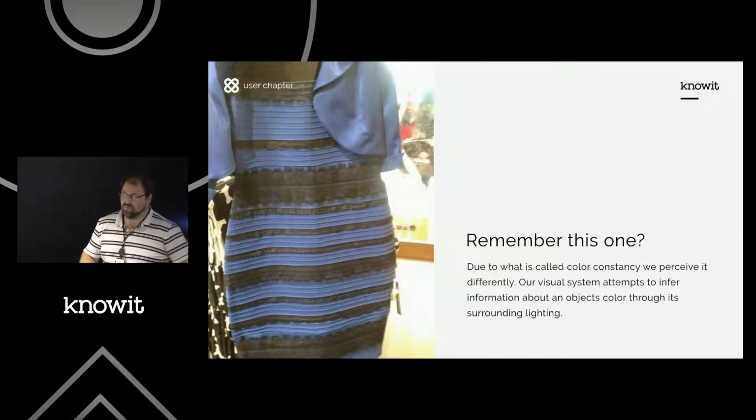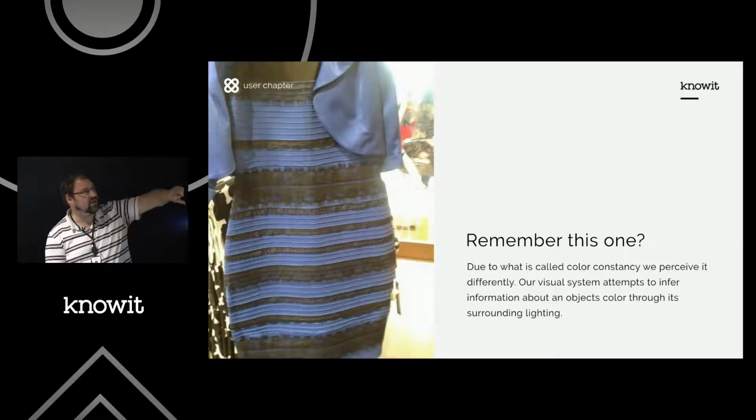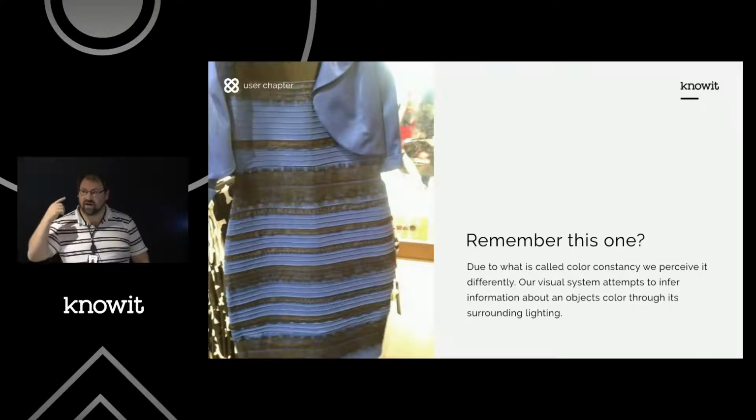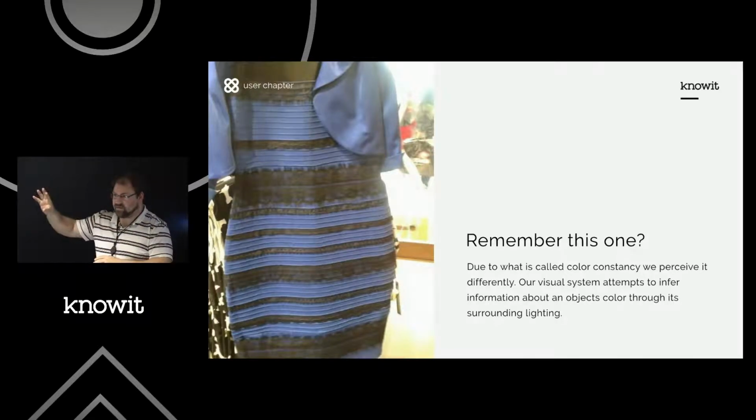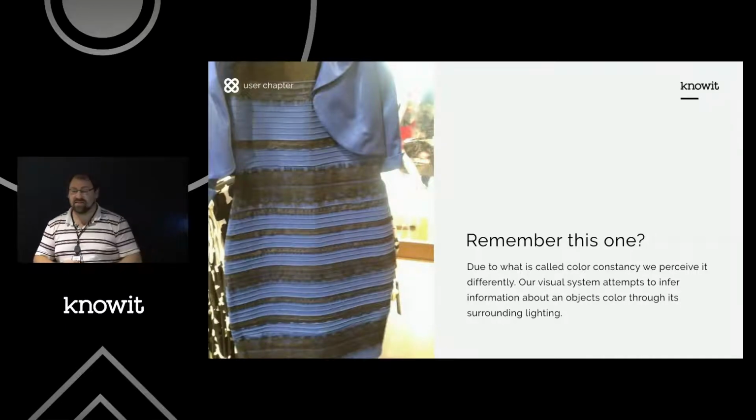On my screen at home, I saw white and gold. And it is because of the colors around the edges of the dress. Your eyes are trying to fixate the color and trying to say, okay, the lighting here is like this, then this dress has to look like this. So your eyes are telling you something that is not true. Because if we actually check the hex color, it is a light blue and a light brown.